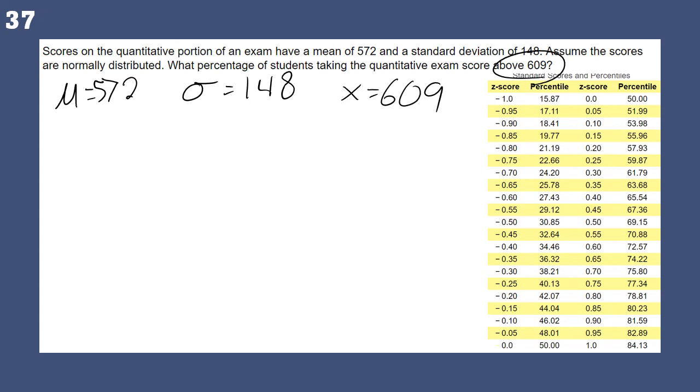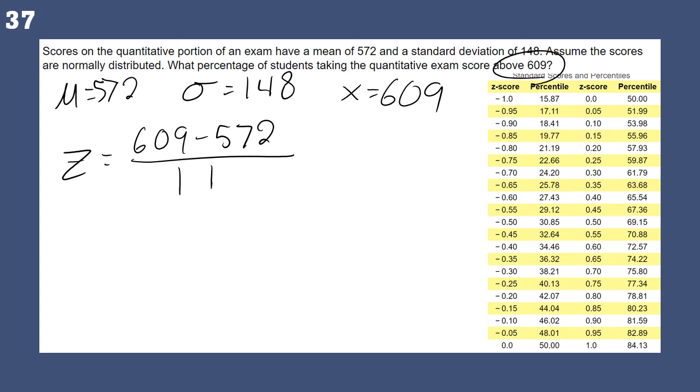So we need to convert that into a z-score. So we're going to say z equals 690 minus 572 all over 148. I'm going to type that in my calculator and see what I get. I got a z-score of 0.80. Okay. Notice I didn't get a negative. I just got a positive value.